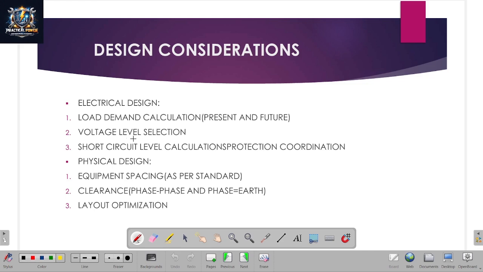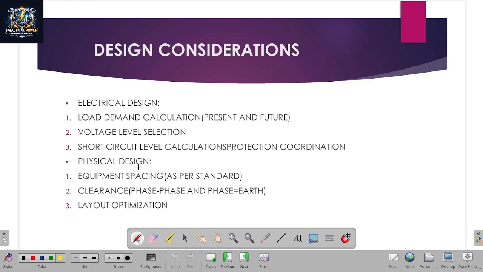taking the load demand into consideration, we decide what type of voltage we select. Similarly, short circuit level calculations for protection coordination. For the protective system, we have to calculate what will be the short circuit current. Then these are the calculation design part.